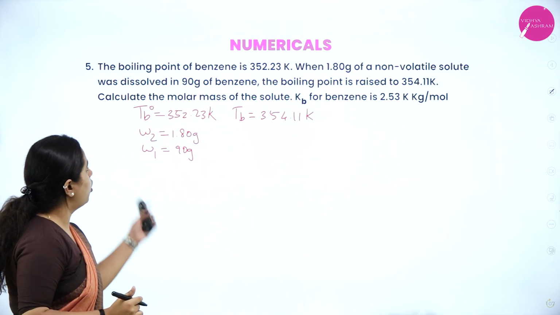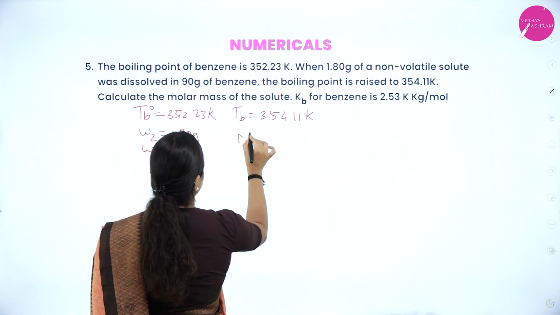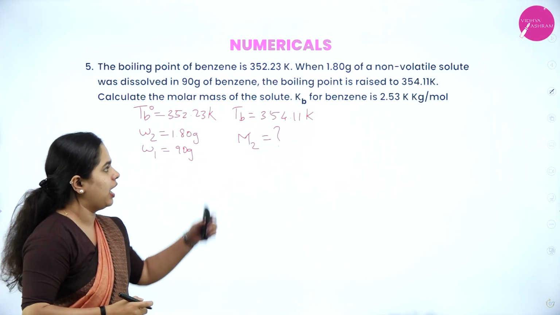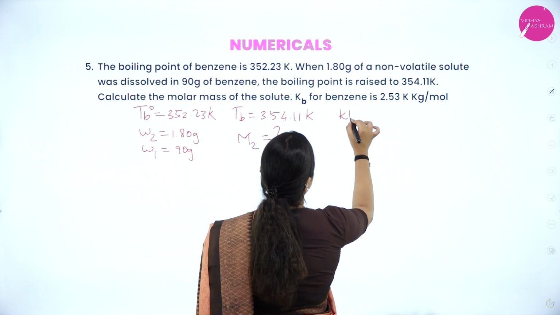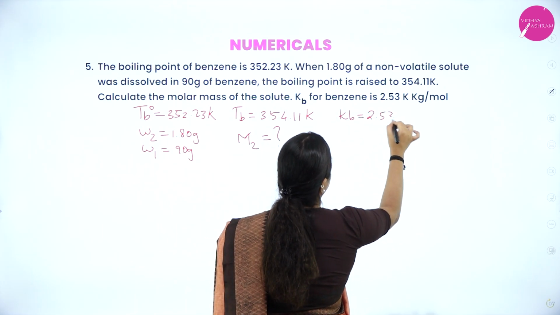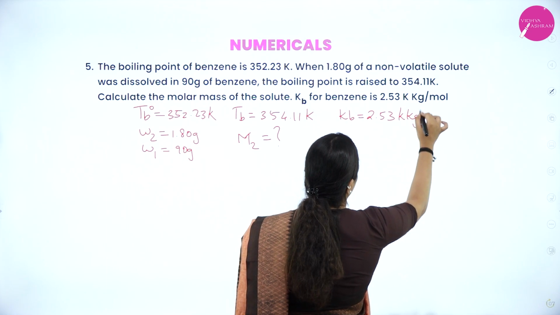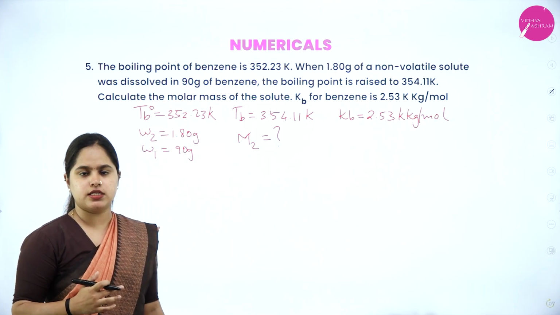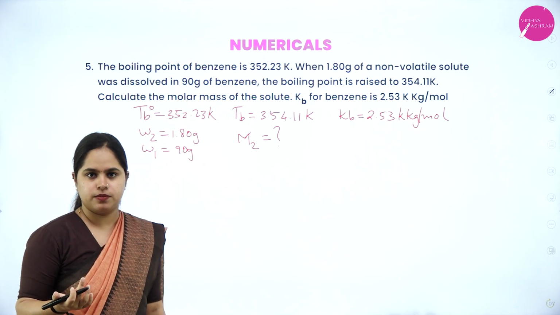Now, what you have to calculate? The molar mass of the solute. You have to calculate M2. And the Kb is given as 2.53 Kelvin kilogram per mole. So, these are the given things. Now, what you have to calculate? The molar mass of the solute.